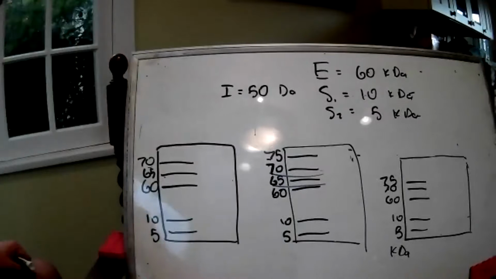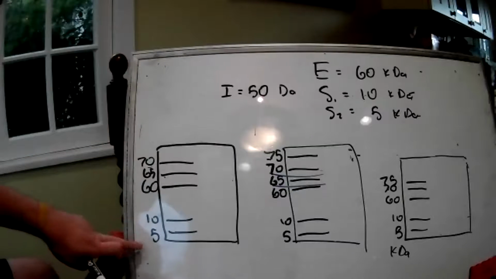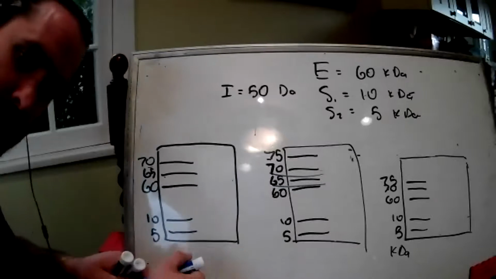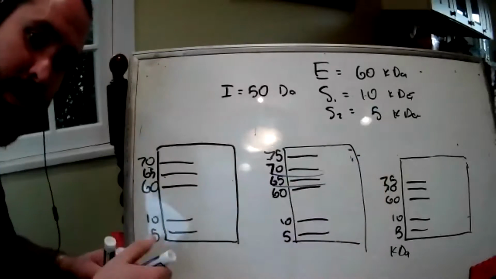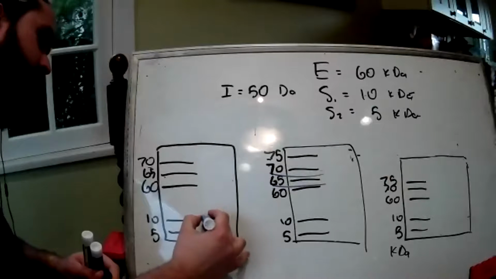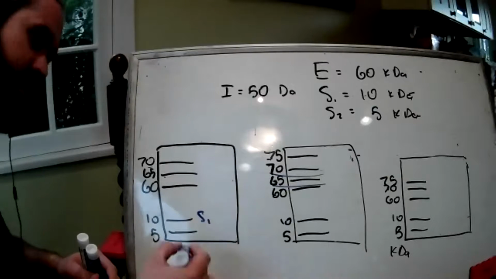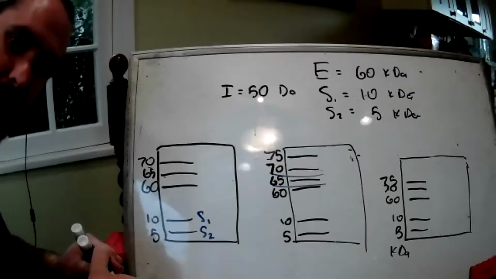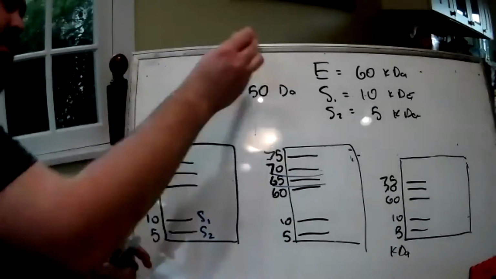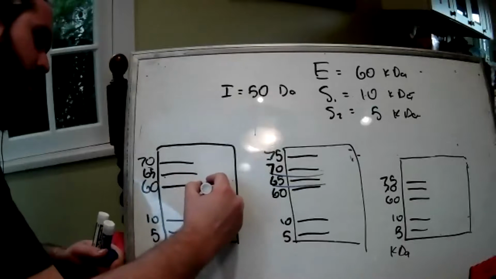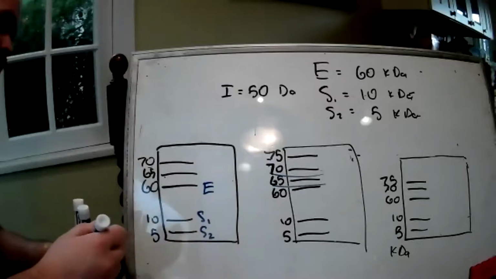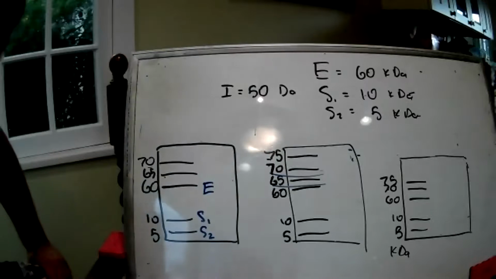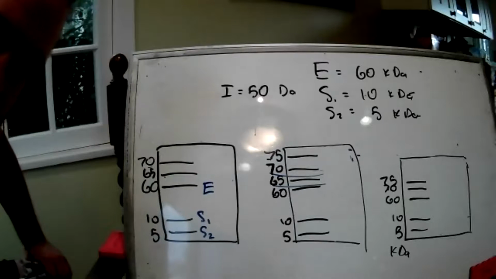So we have 5 bands here. We have a 5 kilodalton band and a 10 kilodalton band, and of course those correspond to our substrates. We have substrate 1, which is 10 kilodaltons, and substrate 2, which is 5 kilodaltons. We have a band at 60, representing our enzyme. So question for you: what would the 65 kilodalton band represent?